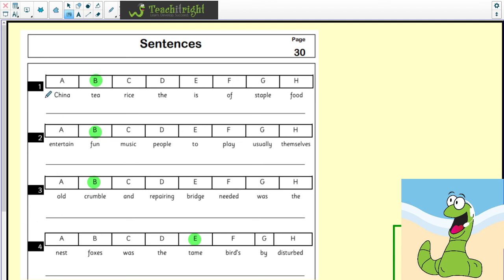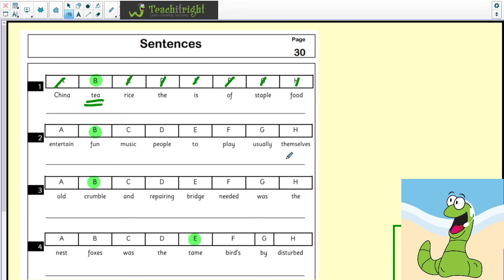So, if we have a look at question number 1, we've got China tea rice that is of staple food. So we would start by going with, now sometimes you will get pronouns or articles that can start off the sentence, but in this case it is rice is the staple food of China, and tea is the superfluous word.